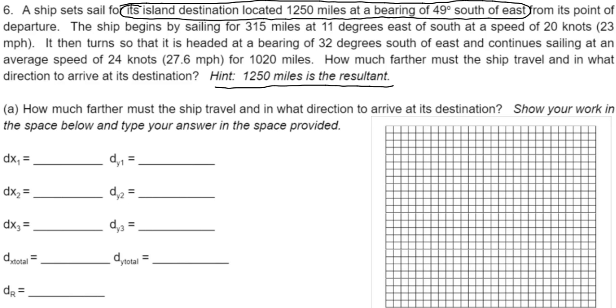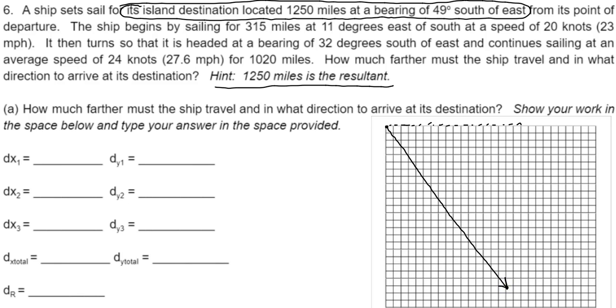Since it's heading at a bearing of 49 degrees south of east, we're going to be traveling southeast. So we're going to start in this upper left corner to give us plenty of space on the graph. With respect to east, we're heading 49 degrees south of east, so that's a little over halfway between east and the vertical. Our island's going to be somewhere down here.